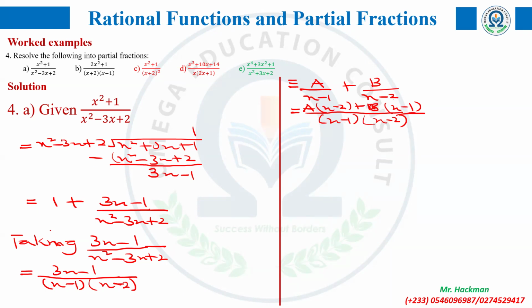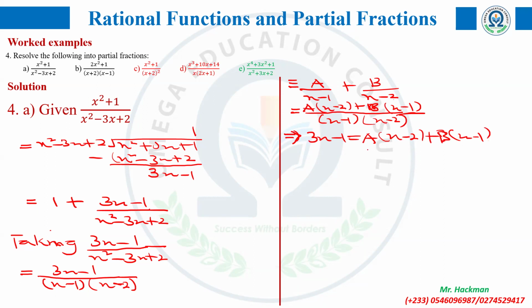Yes, sir. Okay, so at this point, we now come and equate the numerators. So what do we have as our numerator there? 3x minus 1 should be equal to the numerator here. So A into x minus 2, plus B into x minus 1. Okay, let me write my B well.